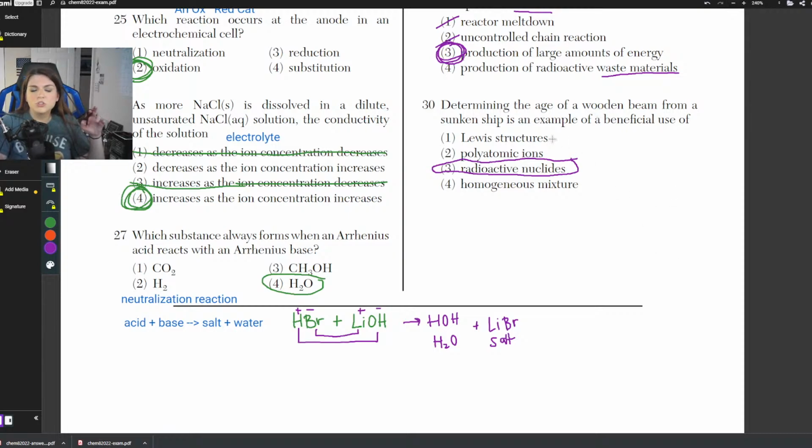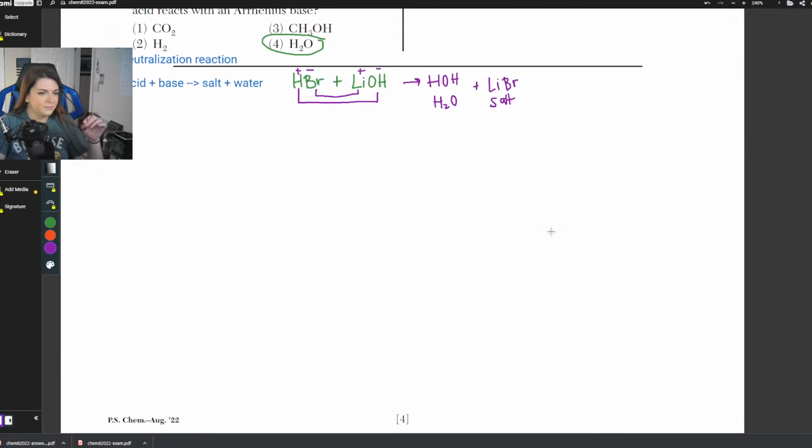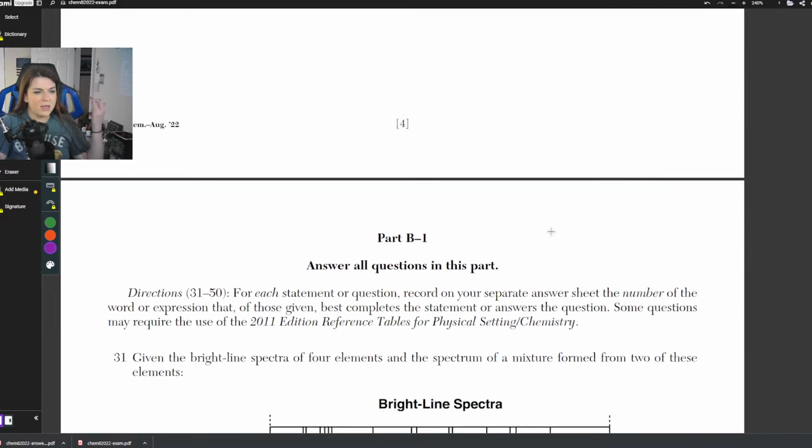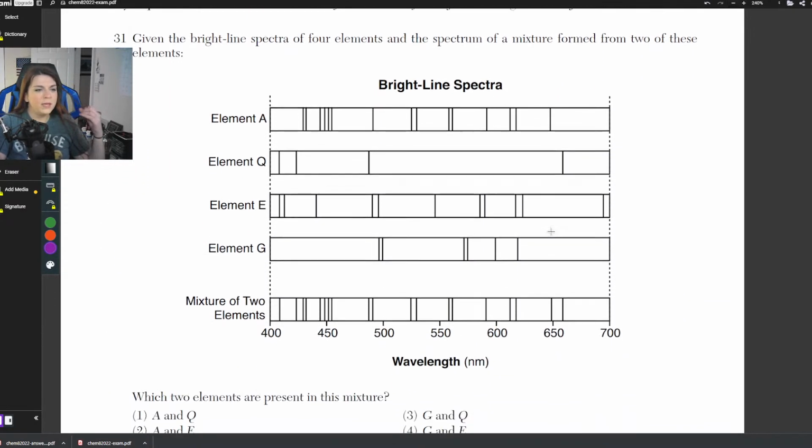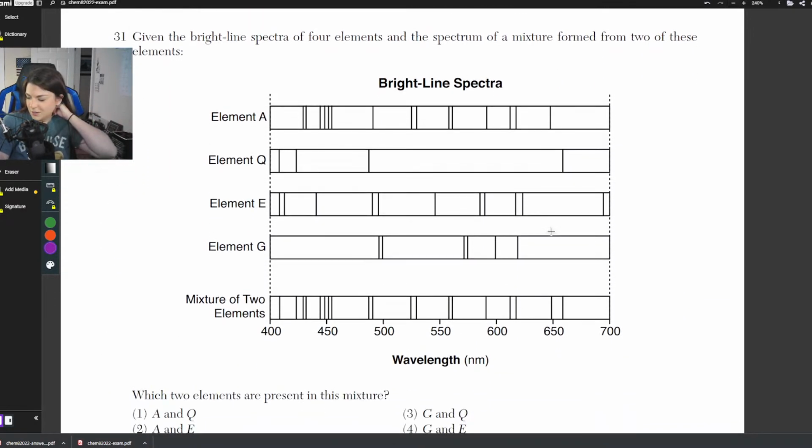So yeah, Lewis structures are just drawings. Polyatomic ions don't make any sense. And a homogeneous mixture also doesn't make any sense. Okay, and that is part A. Moving into part B, oh, we love these bright line questions, right? Because they're so stressful because you have to line things up.